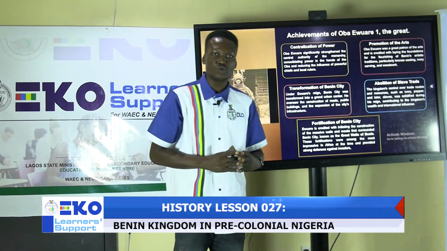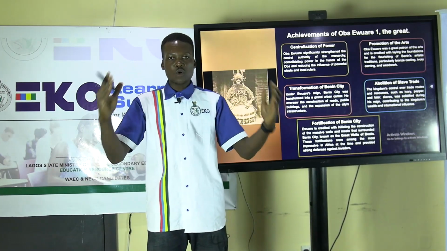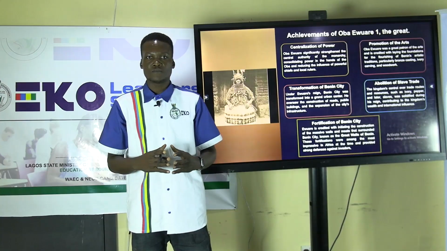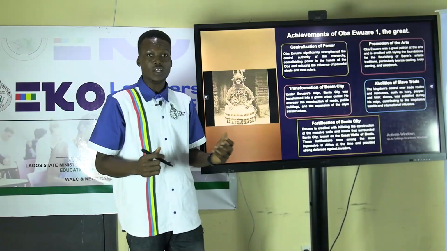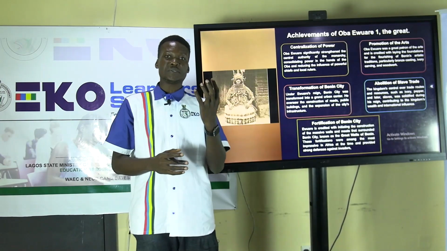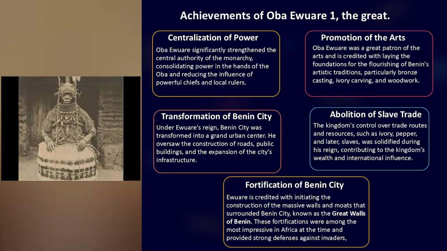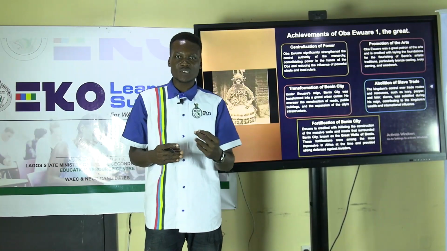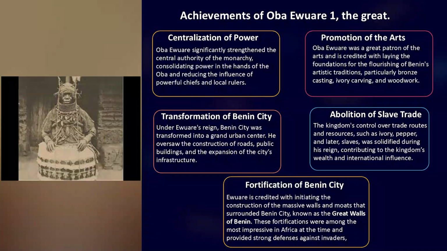It is worthy to also note that Ewuare the Great brought about lots of achievements. Number one, centralization of power. The Oba significantly strengthened the central authority of the monarch, consolidating power in the hands of the Oba and reducing the influence of powerful chiefs and local rulers. Ewuare the Great ensured that power was centralized under one single central authority, which was given to the Oba.